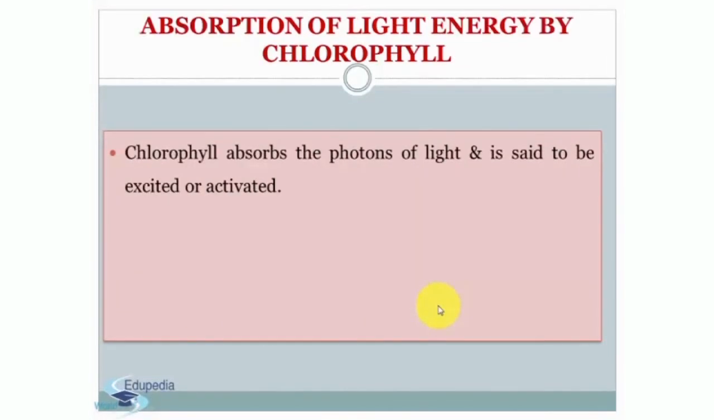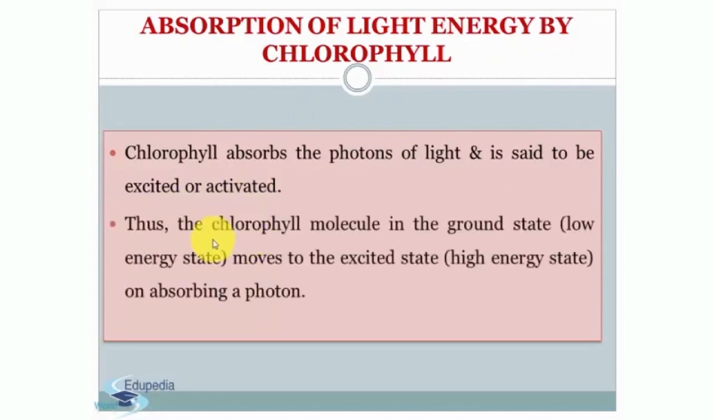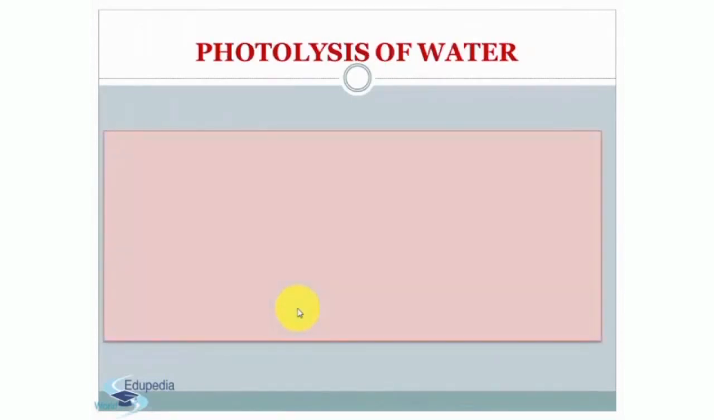The first step in light reaction is the absorption of light energy by chlorophyll. Chlorophyll absorbs the photons of light and is said to be excited or activated. Thus, the chlorophyll molecule in the ground state, that is at the low energy state, moves to the excited state, that is to the high energy state, on absorbing a photon.